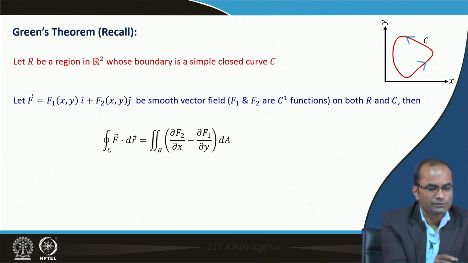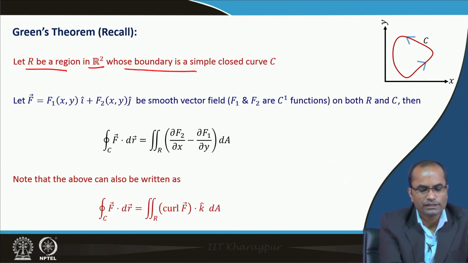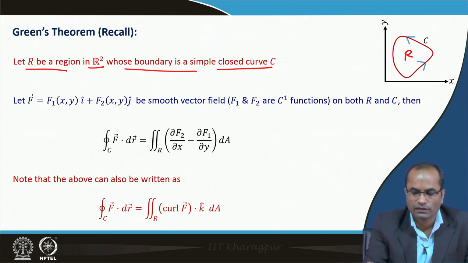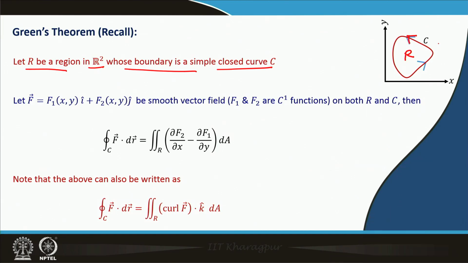Green's theorem, just to recall: let R be a region in R2 whose boundary is a simple closed curve C. So, we have a region R here and its boundary is given by the simple closed curve C, and we take that f1 i plus f2 j is a smooth vector field. Smooth means f1 and f2 are C1 functions on both R as well as on the curve C.